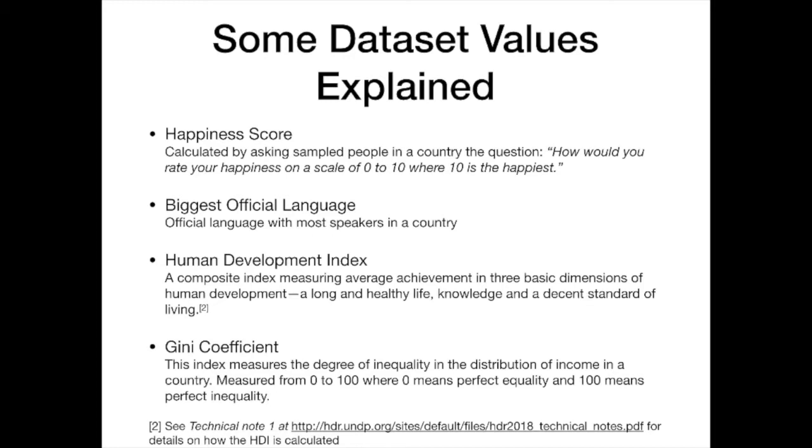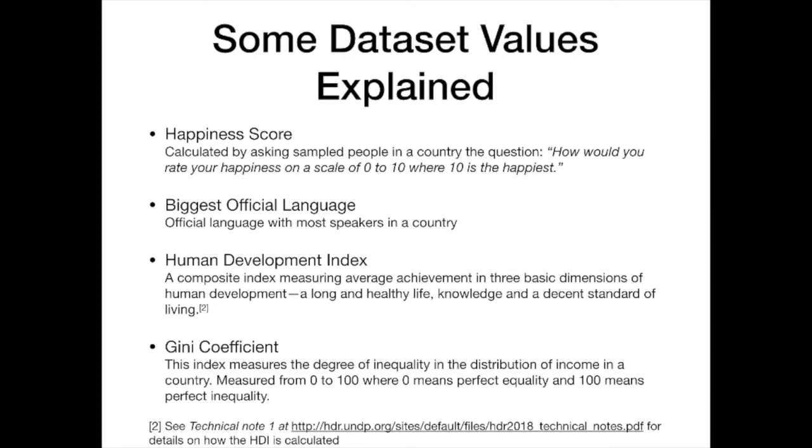The Human Development Index is a composite index measuring achievement in 3 basic dimensions of human development: whether you live a long and healthy life, the knowledge that you can gather, and a decent standard of living. There is also the link provided where you can find the technical notes on how they actually calculate that.